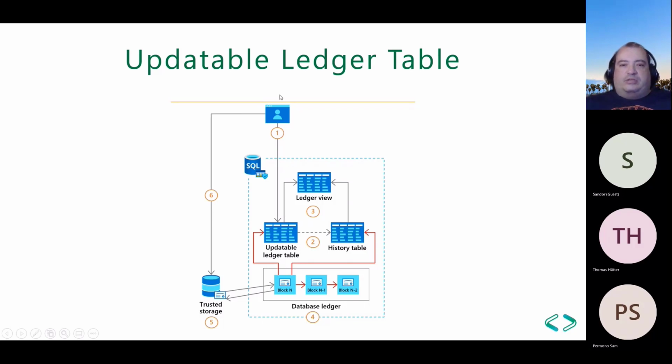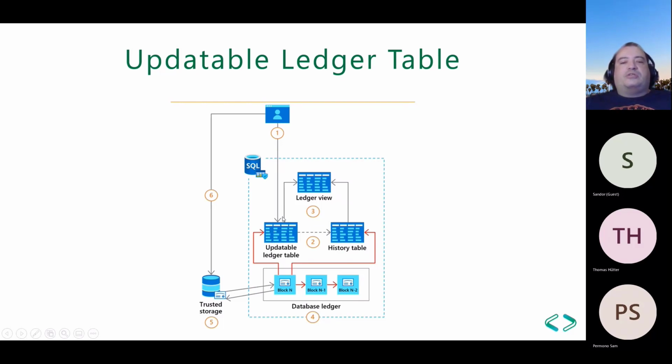Here we are seeing the user or an application. And here we are seeing the SQL database and what is inside the SQL database. One ledger table. This ledger table is an updatable ledger table. This updatable ledger table, as the name says, can receive updates, can receive new records or updates on older records. So the user will be working with this updatable ledger table.